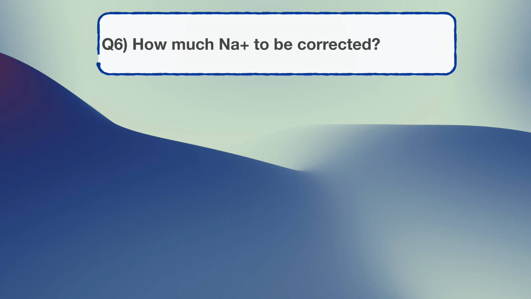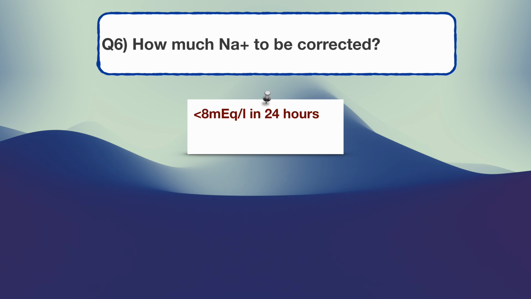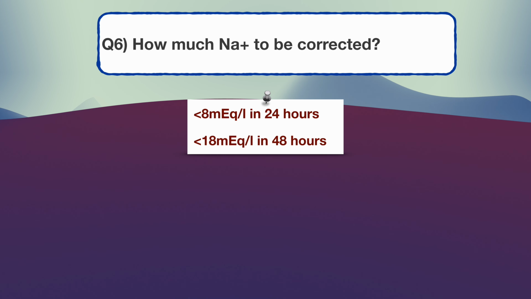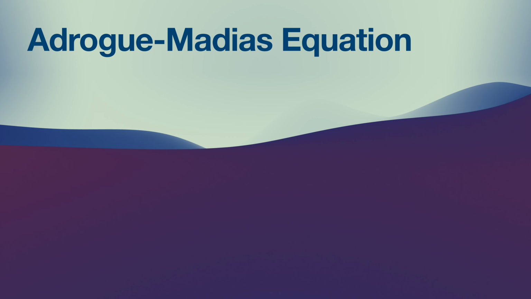Now, you'll fail to apply any of this in your wards if you don't know how to correct sodium. You should only correct 6 to 8 milliequivalent per liter of sodium in 24 hours, and less than 18 in 48 hours. You again ask yourself, how will I know how much sodium will be corrected with fluids? For this, Adrogue and Madias gave an equation. Hang on to your seats, we'll do some math.